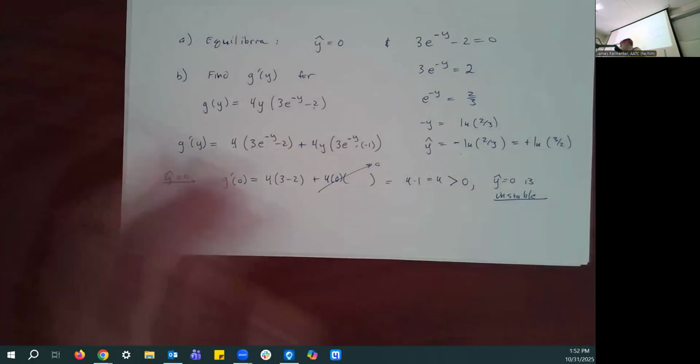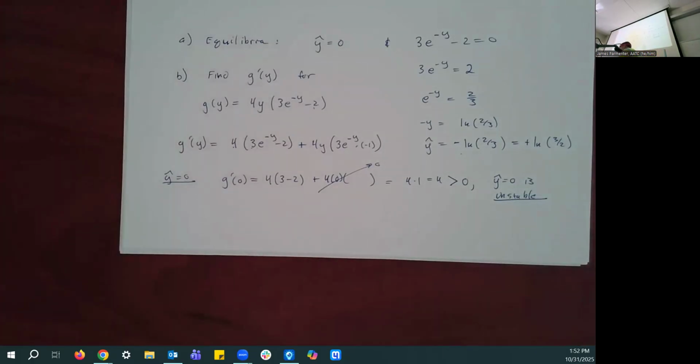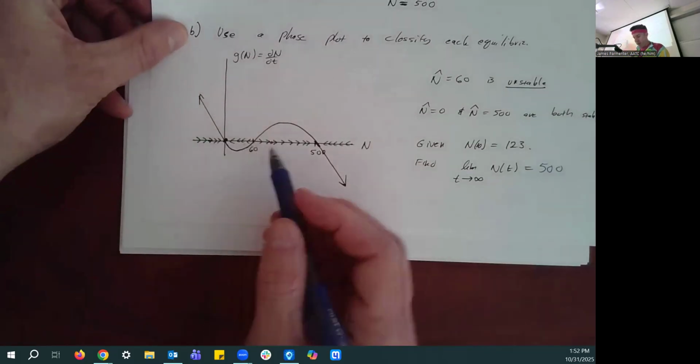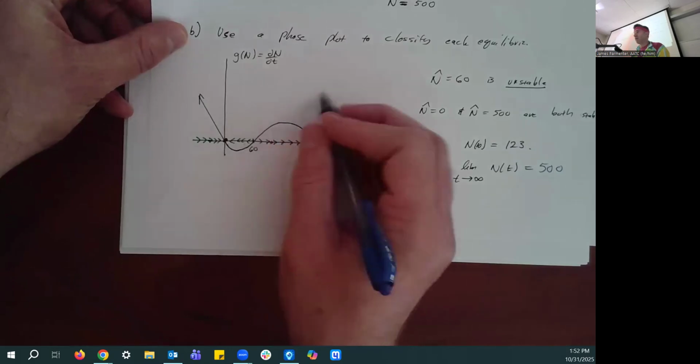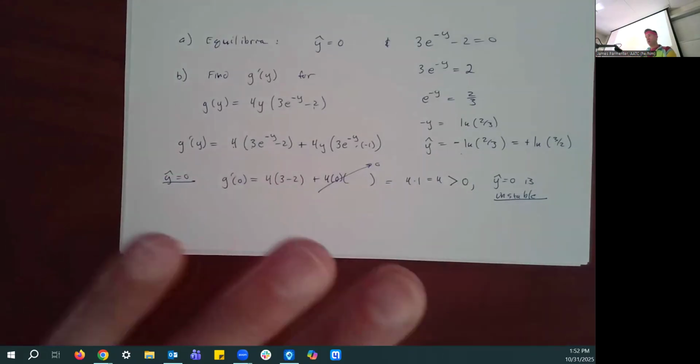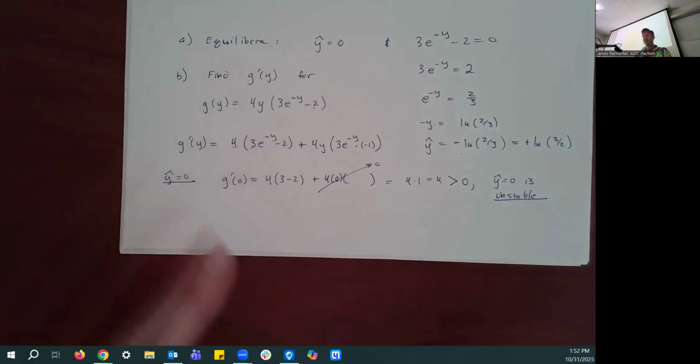I'll refer you back to our graphs, just to really drive the point home. This one here was unstable, and the derivative there is certainly positive. Questions? I see questions.